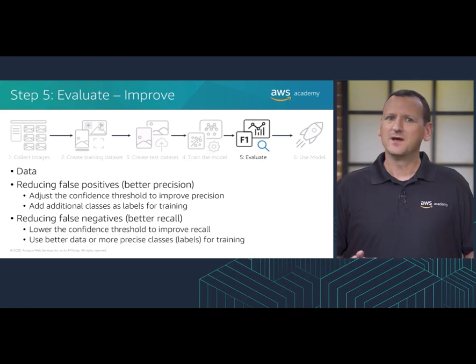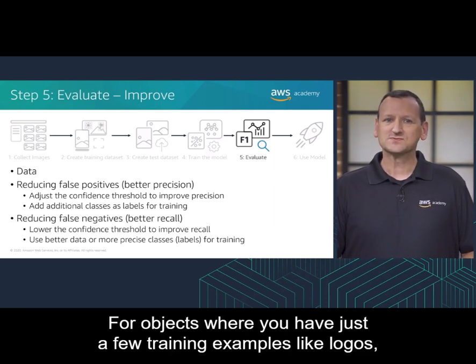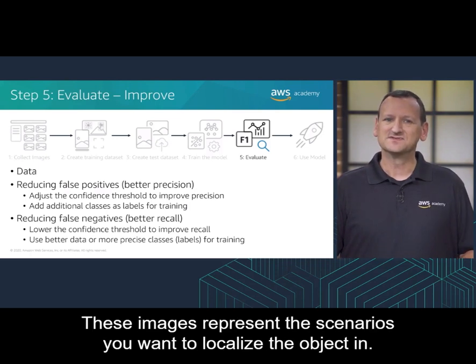objects. Make sure that your training and test datasets match the type of images that you'll eventually run inference on. For objects where you have just a few training examples, like logos, you should provide bounding boxes around the logo in your test images. These images represent the scenarios you want to localize the object in.